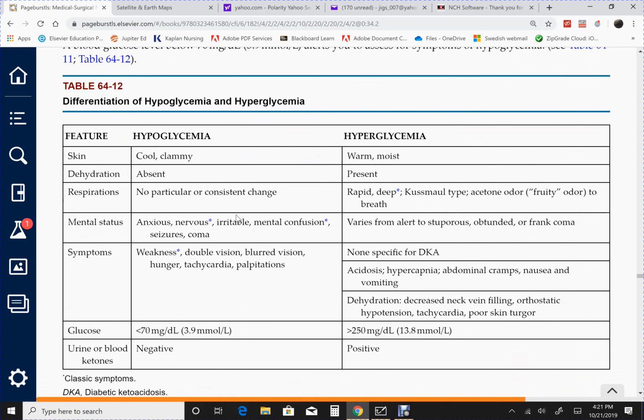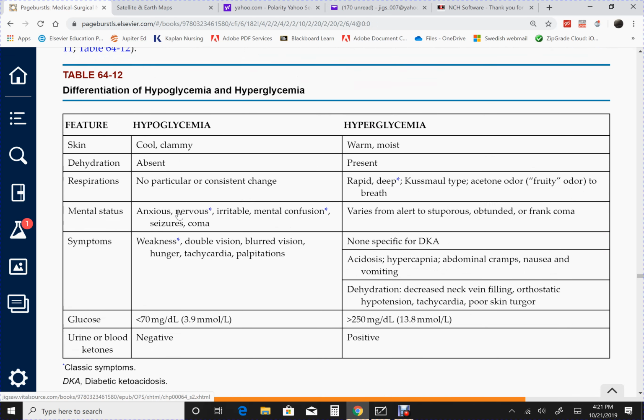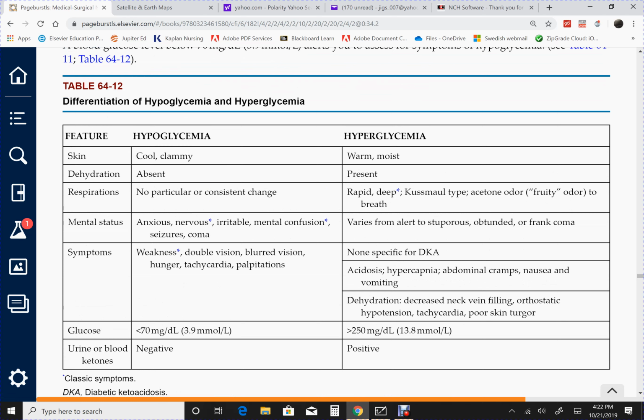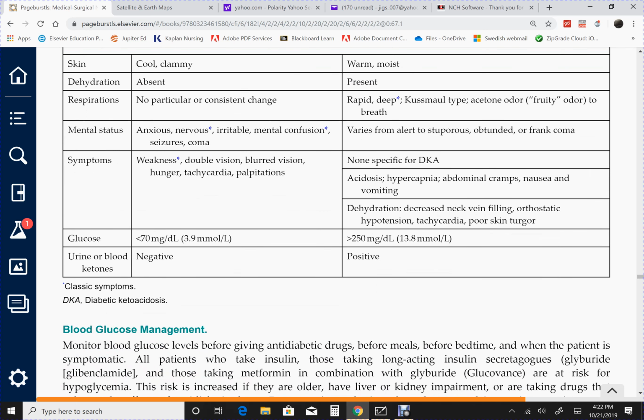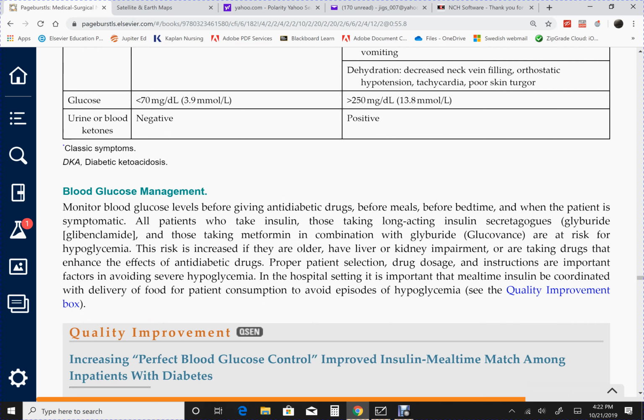Here is a side-by-side comparison of hypo and hyperglycemia, table 64-12. Again, this is self-explanatory. In hyperglycemia, these manifestations will also be present in DKA and HHS, which I already mentioned will be discussed in your 5th semester. But for this upcoming exam 2, you will be tested on hypoglycemia. There are different levels which we will cover shortly.